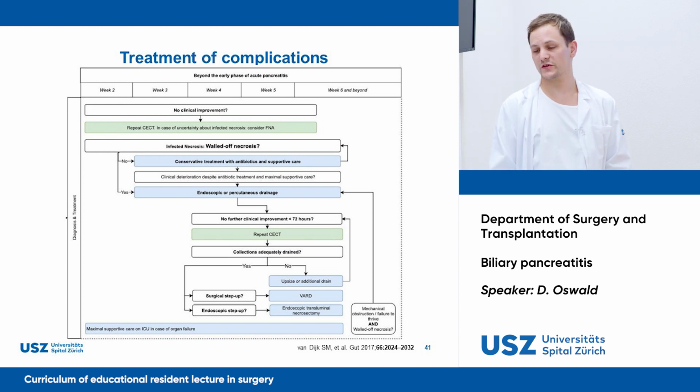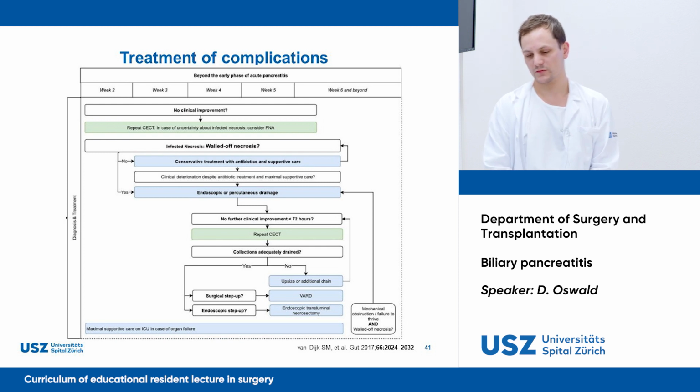And then if there's no further clinical improvement after 72 hours, you do another CT scan. If the collection is not drained adequately, you can do another drainage and see if the patient gets better. If not, you just start over again, do the CT scan and see if the drainage is adequate. If it is, and there's still no improvement, you can do either the surgical step-up approach or the endoscopic step-up approach.